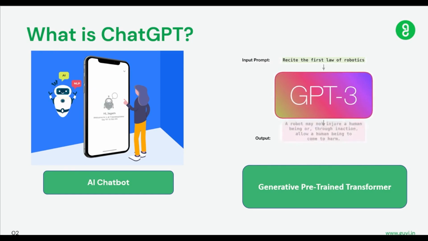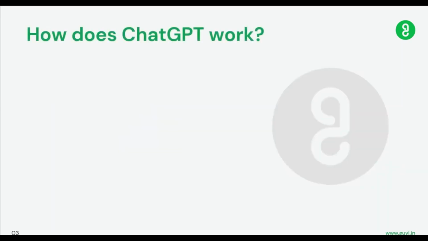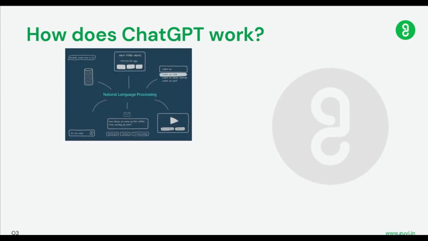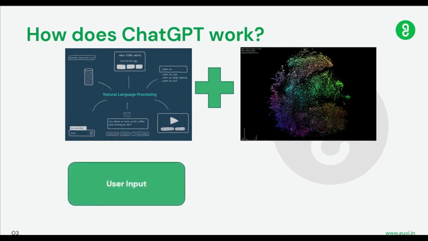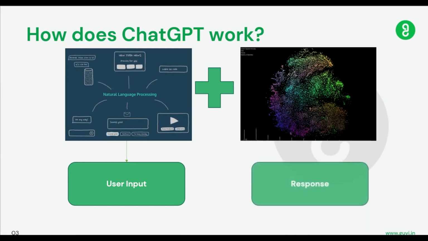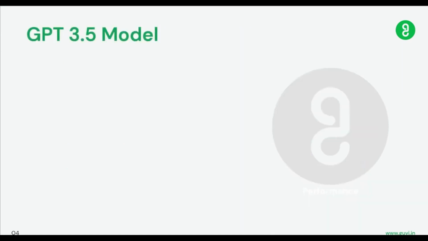So, the question that comes up is, how does ChatGPT even work? ChatGPT works by using a combination of natural language processing and deep learning techniques. So, when a user enters some input, the ChatGPT system first processes the input using NLP, or natural language processing techniques, to extract the meaning of this text. Then it uses the GPT 3.5 model, which is the deep learning model, to generate an appropriate response for you from that input. So let's try and understand what this GPT 3.5 model really is.